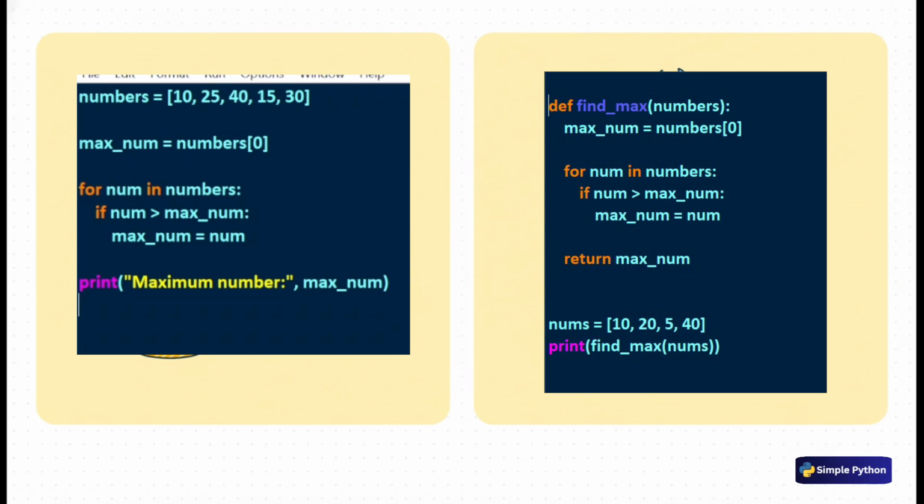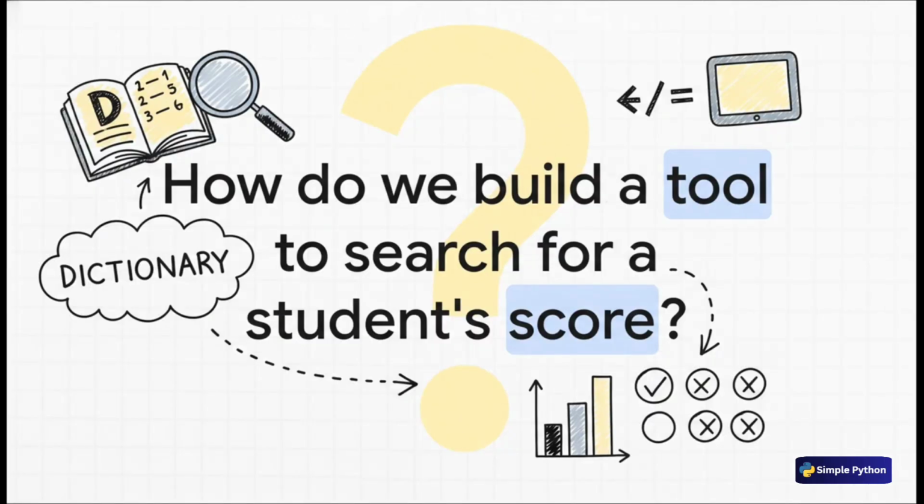Just look at the difference here. On the left, that's our original code. It's stuck, hard-coded to work on that one specific list. But look at the right. It's the exact same logic, but now it's tucked away inside this clean, beautiful, reusable function called findMax. Now we can throw any list at it, and it'll give us the answer. We've turned a one-off script into a powerful general-purpose tool. Let's do that one more time.